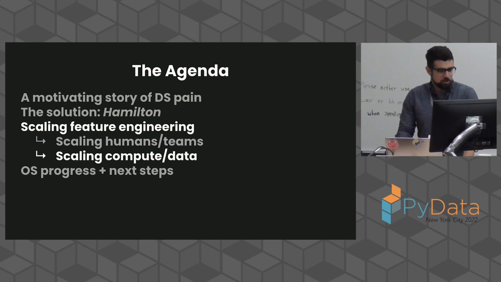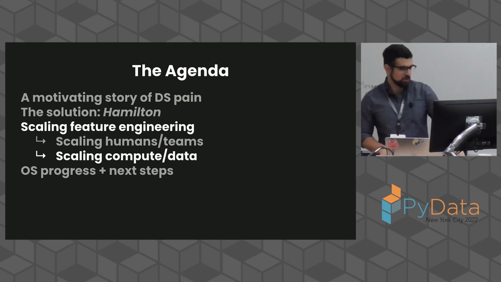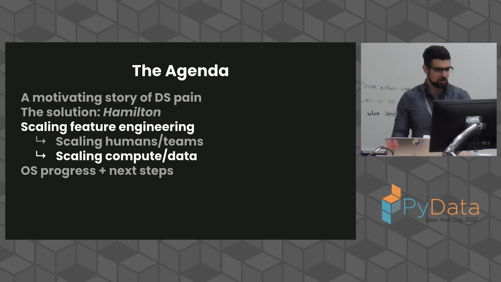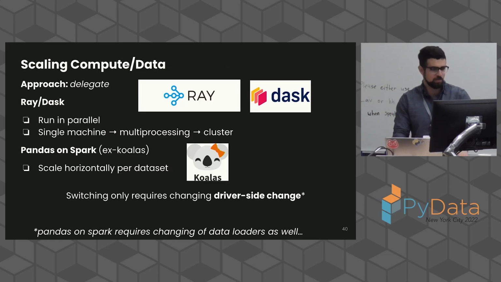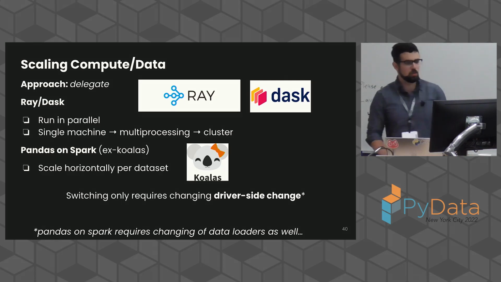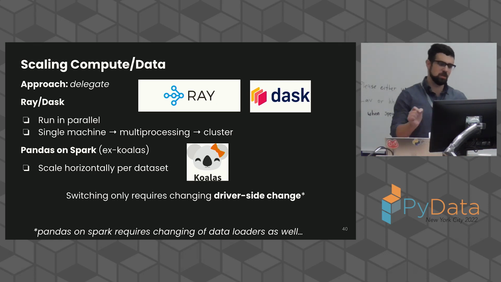All right, so I hope I didn't bore you with the scaling community component that I'm really excited about. If you're looking to get to the big data side, we'll get there in just a second. So how do you scale the compute and the data using Hamilton? Well, a few different approaches, but the main approach here is to delegate. We have some pretty extensible ways of doing this.